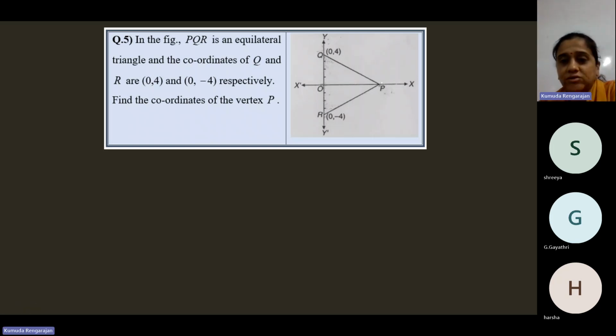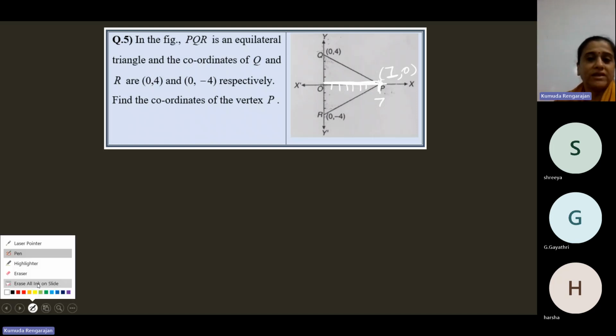We have to find the address of this point. We already know it is 0, so we only have to find this number. If OP is 7 units, for example, this marking is 7, 1, 2, 3, 4, 5, 6, and this marking is 7. So it's 7, 0. So to find the address of this point, you need to find the length of OP.